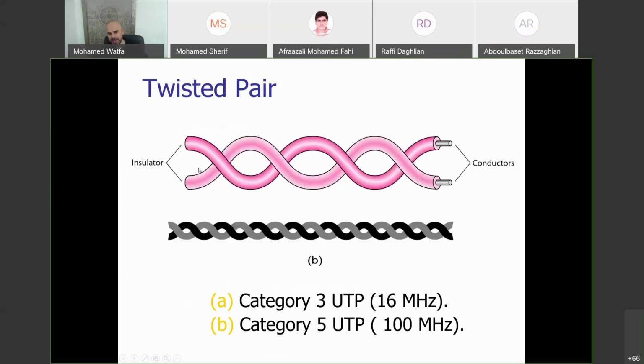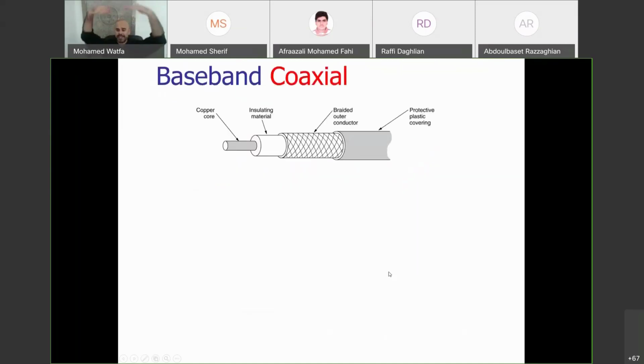You can see you have insulators. They're twisted like this. You have different categories like Cat 3, Cat 5. These are called categories, okay? Twisted pairs. So you could see 16 megahertz frequency. You don't need to know these. Don't worry about them. But in case you see them, you have different categories. Let's go to the next kind.